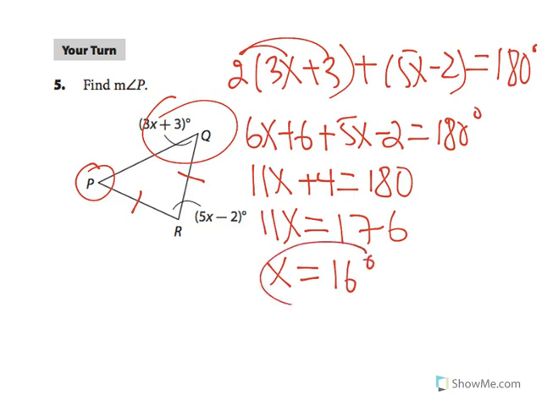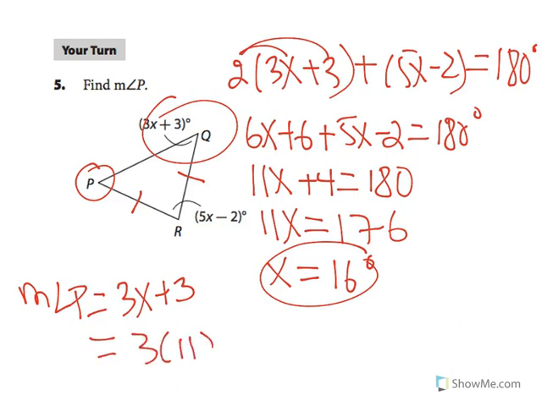But we're not solving for x, we're solving for P. So P is equal to 3x plus 3. So this gives us 3 times 11 plus 3, so then 33 plus 3, so this is 36 degrees.